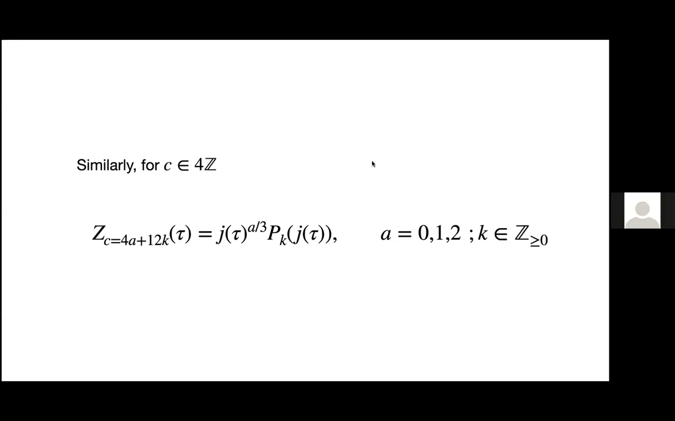You write Z, but you really mean positive, right? Integers. Yes, yes, of course. 4, 8, 12, so.